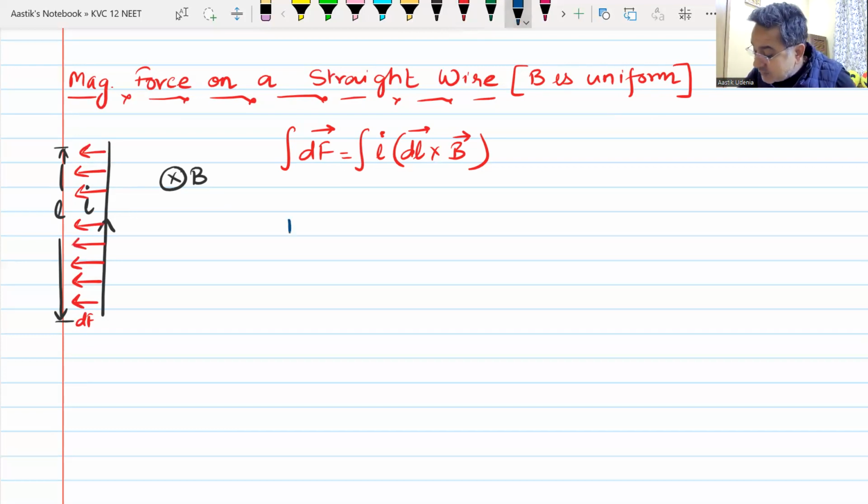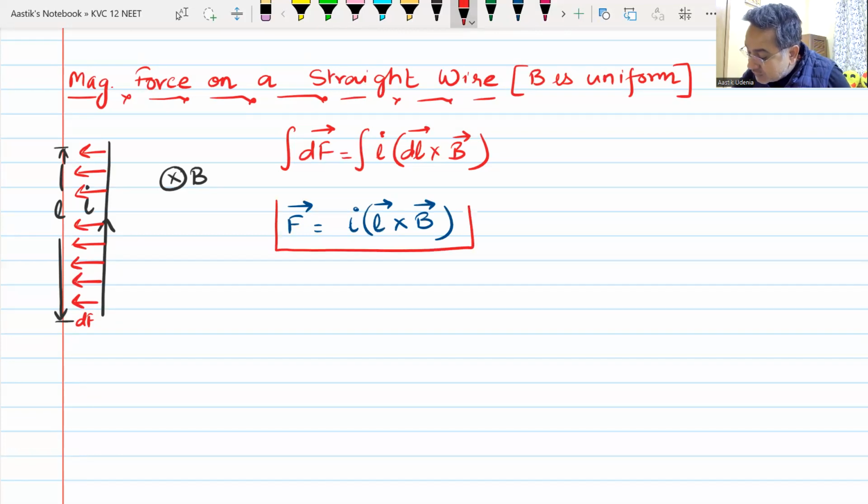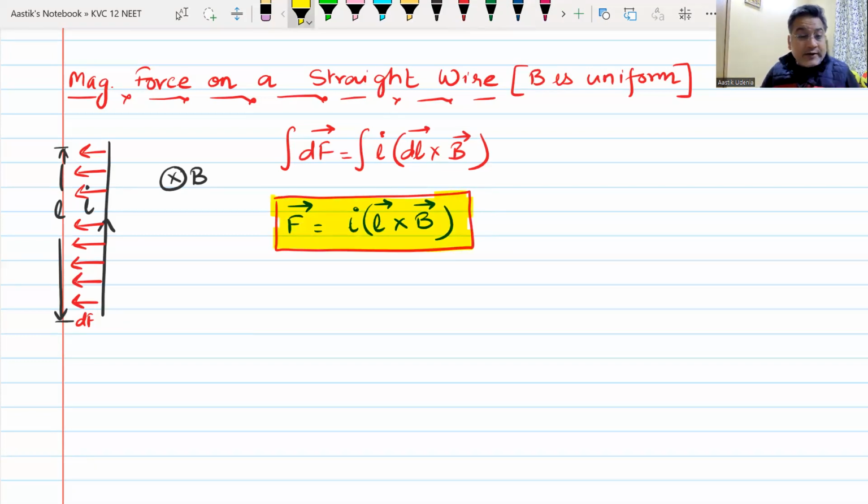So I can write the net force acting on the wire as I into the length vector cross B, I L cross B, because they are going in the same direction. So I can simply add them up by adding the lengths together, and that becomes your vector formula for finding out the force on a straight current carrying wire. This is the vector formula.